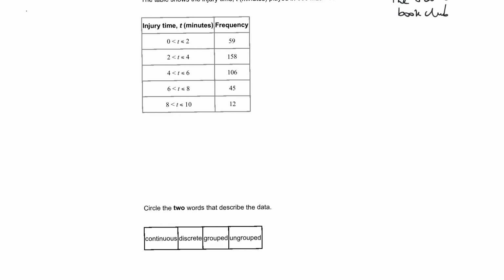So in regards to time, you can have like 1.5 minutes. You can't really just have set 1 to 2 minutes. You can have all those different things. So it would be continuous data. Then now, as we can see, they've grouped them and they've got different frequencies for the groups. So I'd say it's grouped and continuous.